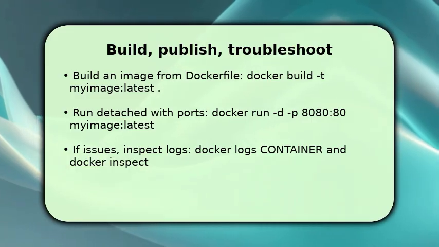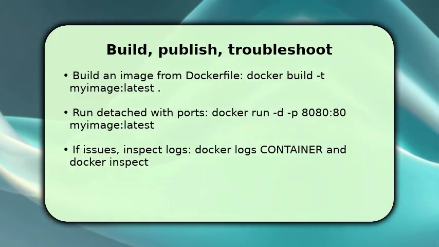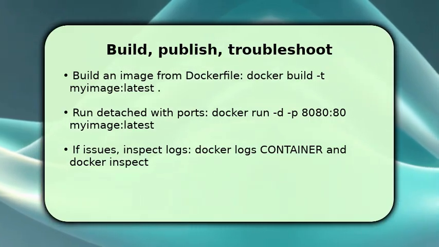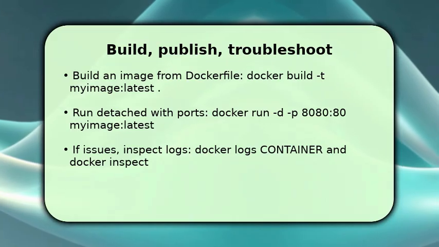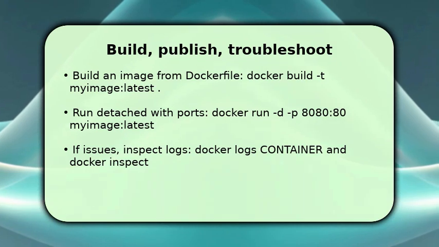If things go wrong, check docker logs <container> and docker inspect <container> to find errors, then recreate the container after fixes. One key troubleshooting tip: verify port mapping and container health. Networking is often the culprit.